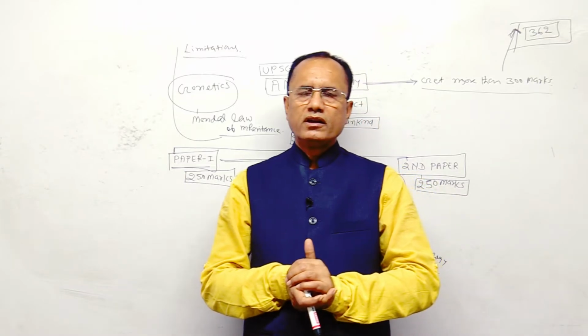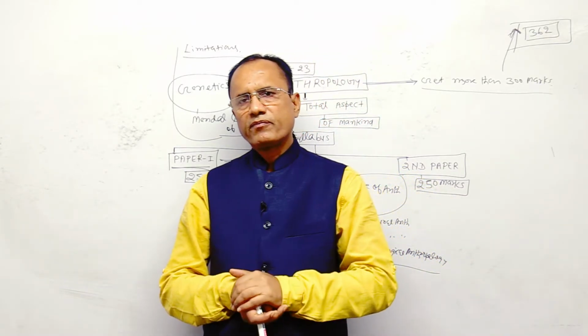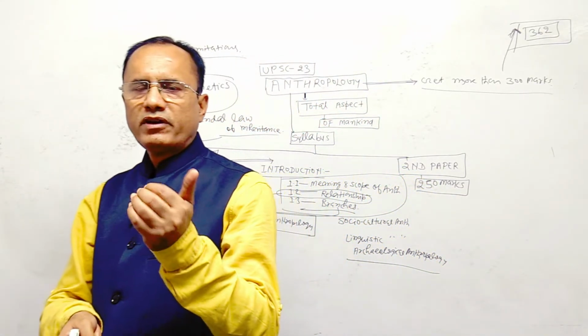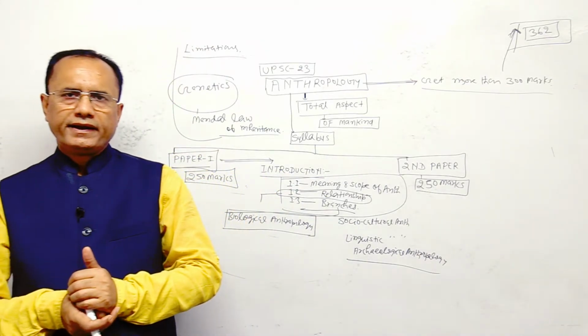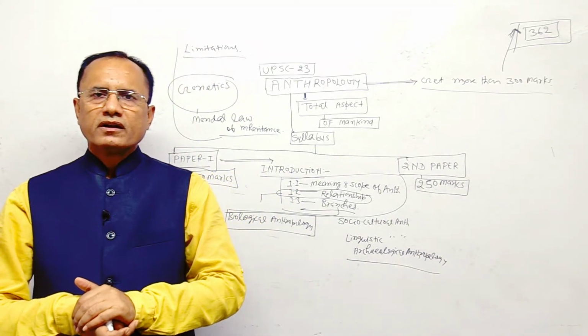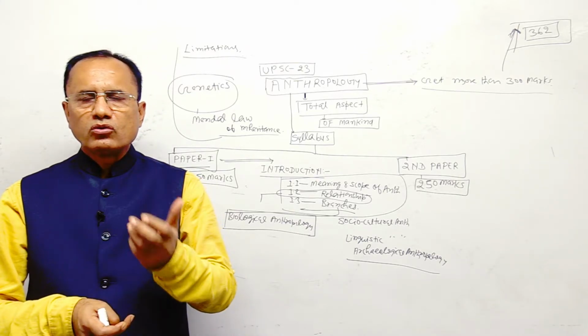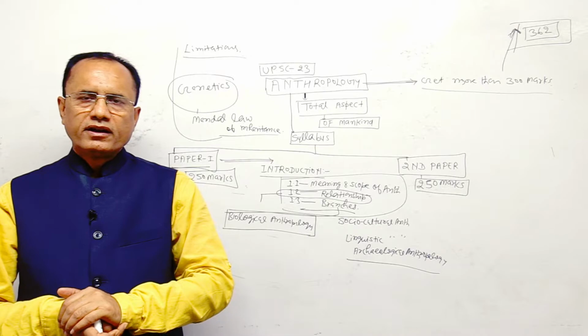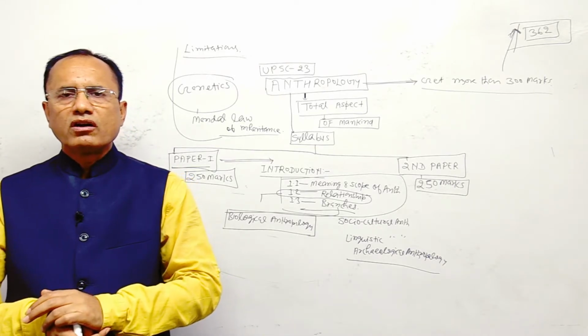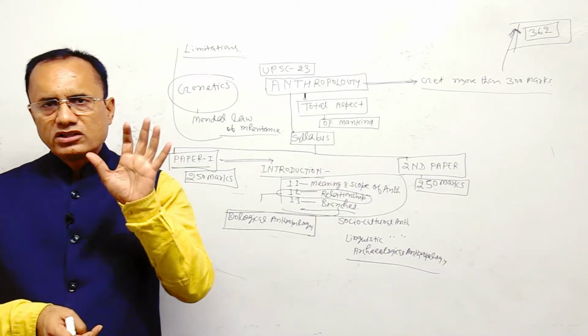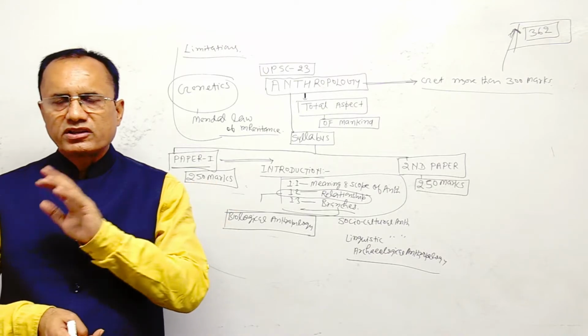Then you have to study about chromosomal abnormality and race and ecological anthropology, epidemiological anthropology, human growth and development, and then application of the knowledge of biological anthropology. So these are the topics related to biological anthropology.